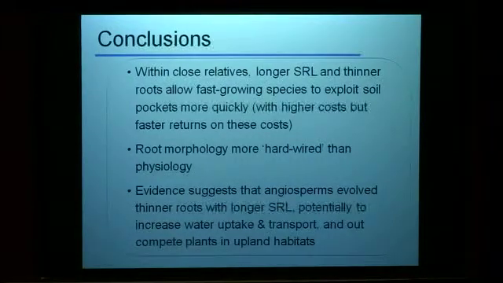Okay, so just to wrap up this section, some of my work with root traits suggests that within close relatives, we do find longer specific root length and thinner roots that potentially allow fast-growing species to explore soil pockets more quickly. But it seems that it's root morphology rather than physiology that is hardwired into the plants. And there's this evidence from this evolutionary story that early angiosperms may have evolved thinner roots with longer specific root length to potentially increase water uptake and transport.